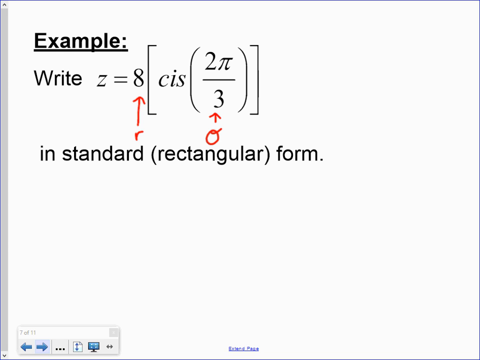What do I want for standard or rectangular form? I want a and b. So kind of frame in your mind, if you're asking to switch forms, what's the big change there? You've got to change modulus and argument, r's and thetas, to a's and b's. So again, talk with people around you. How are you going to change it back to a and b?